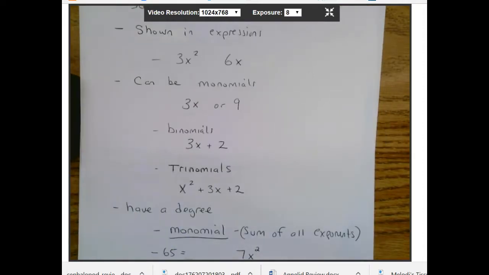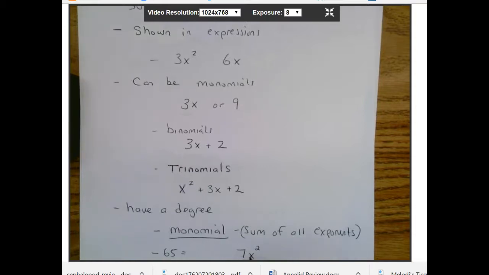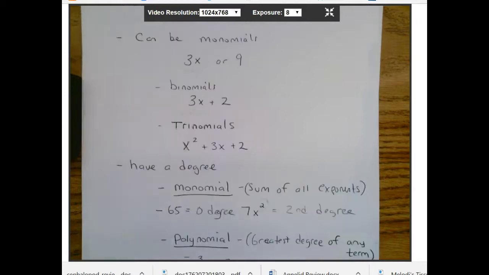Okay, here though, so we did this one, 7 times x squared, it has the sum of 2 in the exponents, so it's a second degree. This one has no exponents, right? So this would have a sum of 0, so this is a 0 degree monomial. Move that up a little bit. So that's a 0 degree, then negative 65.